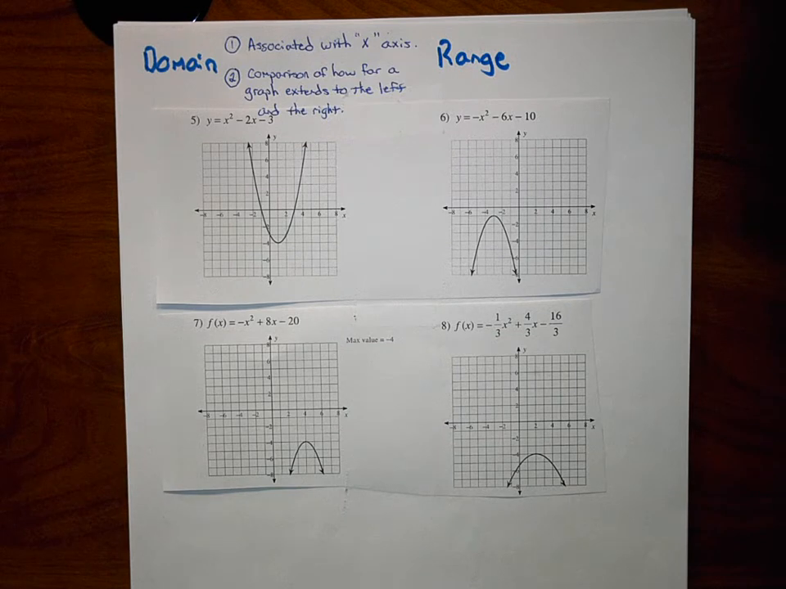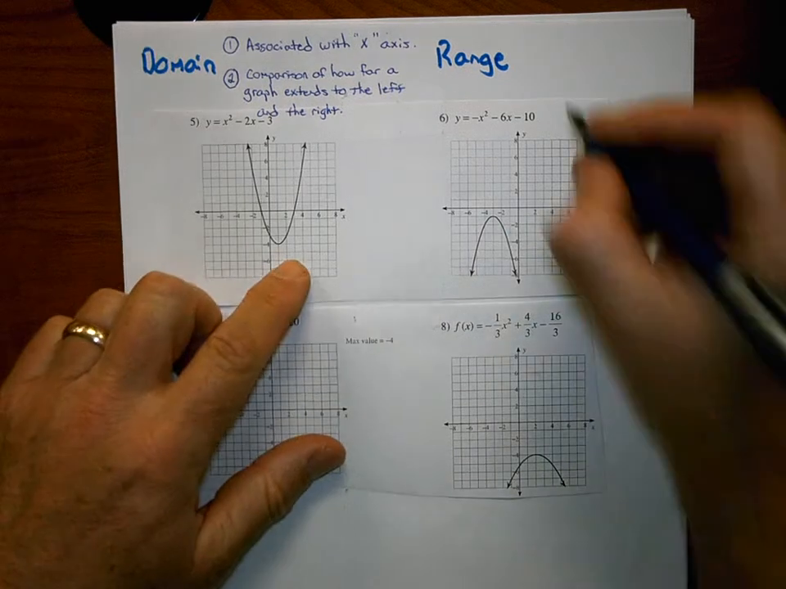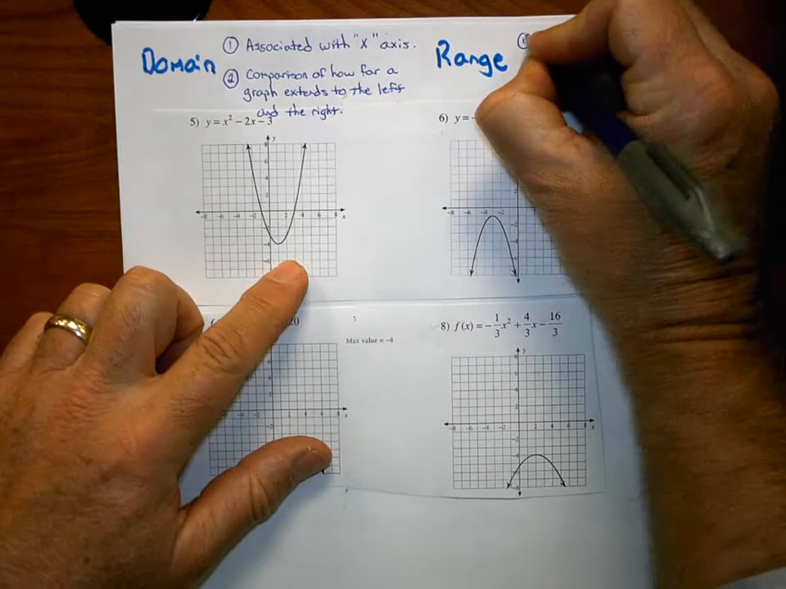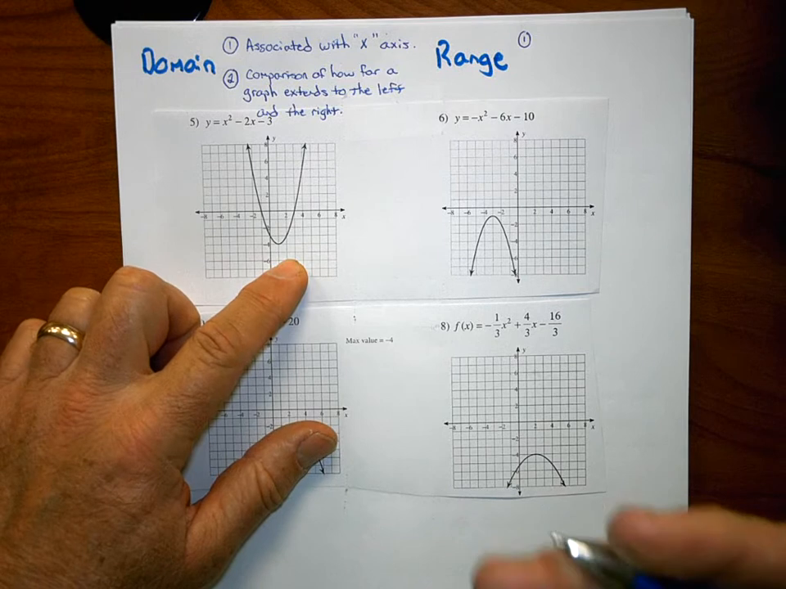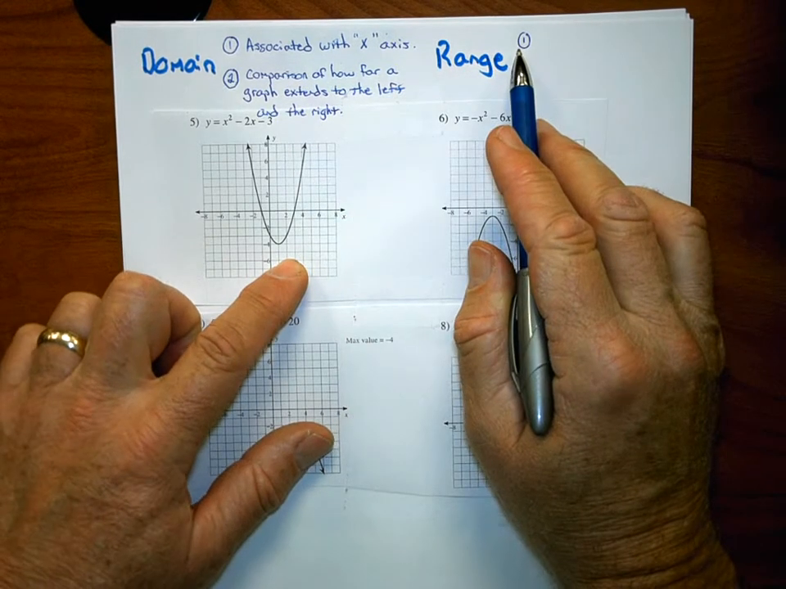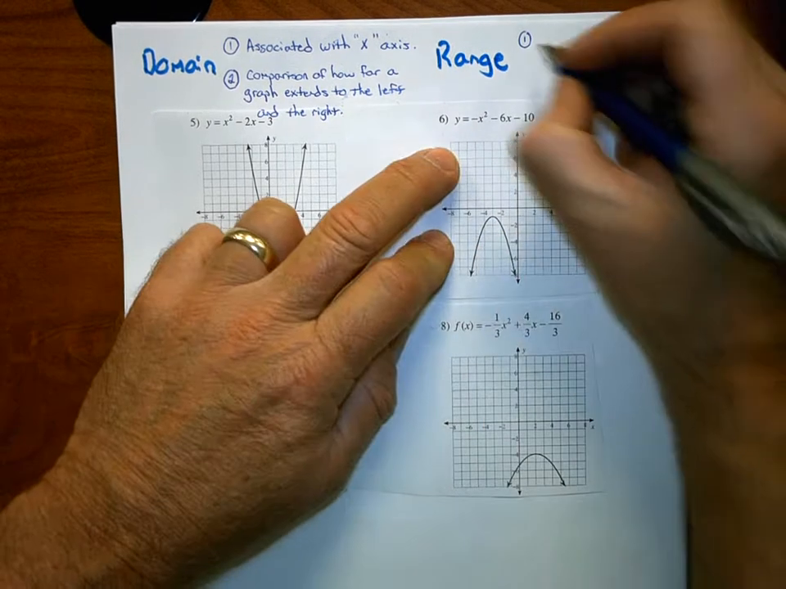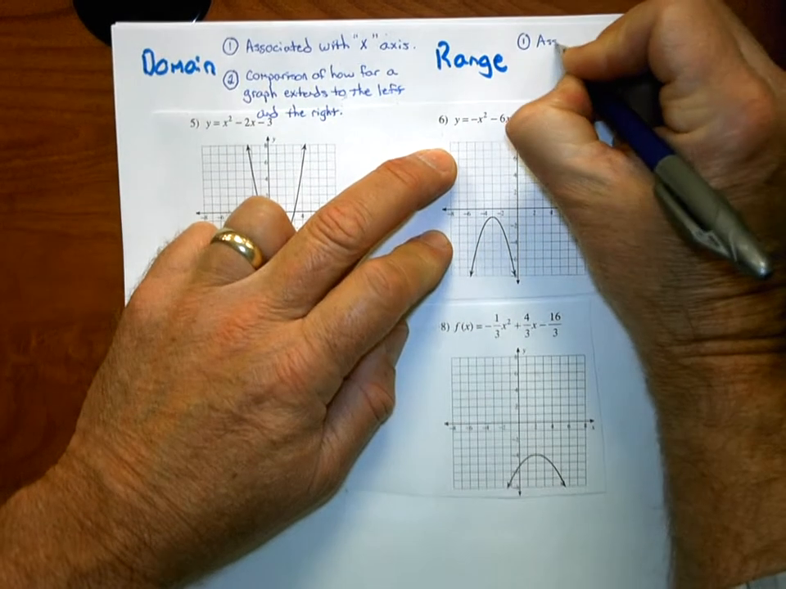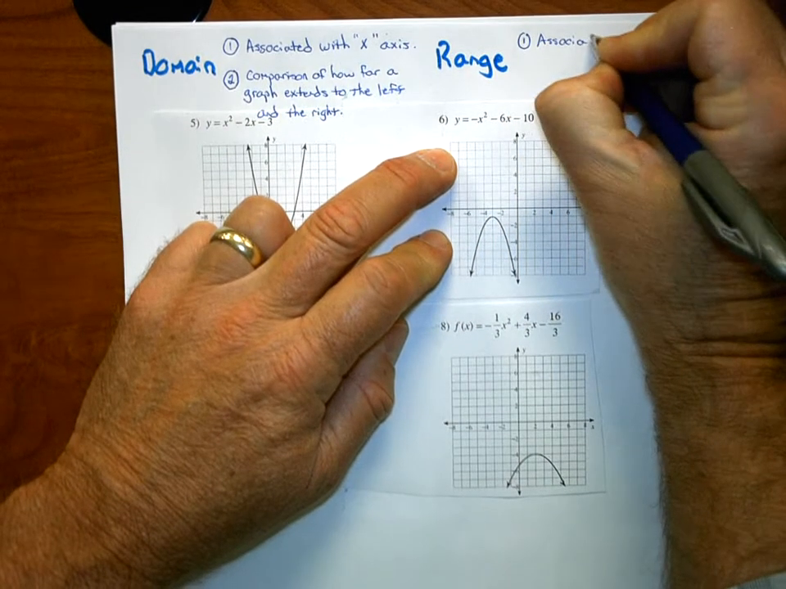I say the word domain, immediately in your brain, something should click off that you're thinking, oh, he's talking about the x-axis, and it's a comparison of how far the graph extends to the left and to the right. Okay? The range, on the other hand, is kind of the opposite of the domain. So instead of being associated with the x-axis, the range is associated with the y-axis.